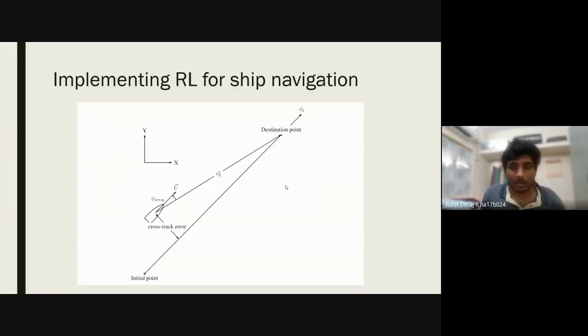Now that we have seen RL, let's see how it can be used to solve the problem of ship navigation. So this is the problem statement. My ship starts at the initial point and it has to reach a destination point.